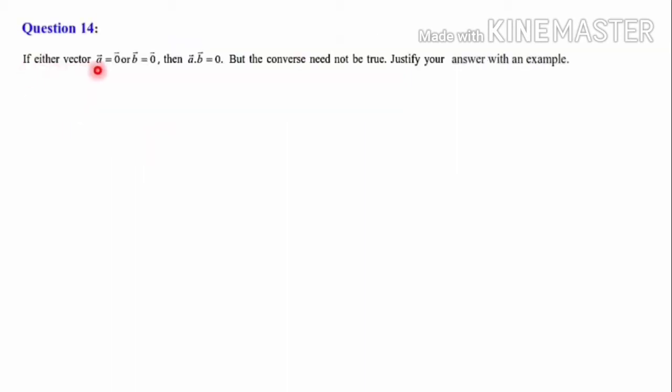Move on to question number 14. The question is, if either vector A is equal to 0 vector or vector B is equal to 0 vector, then vector A dot vector B is equal to 0. But the converse need not be true. Justify your answer with an example.